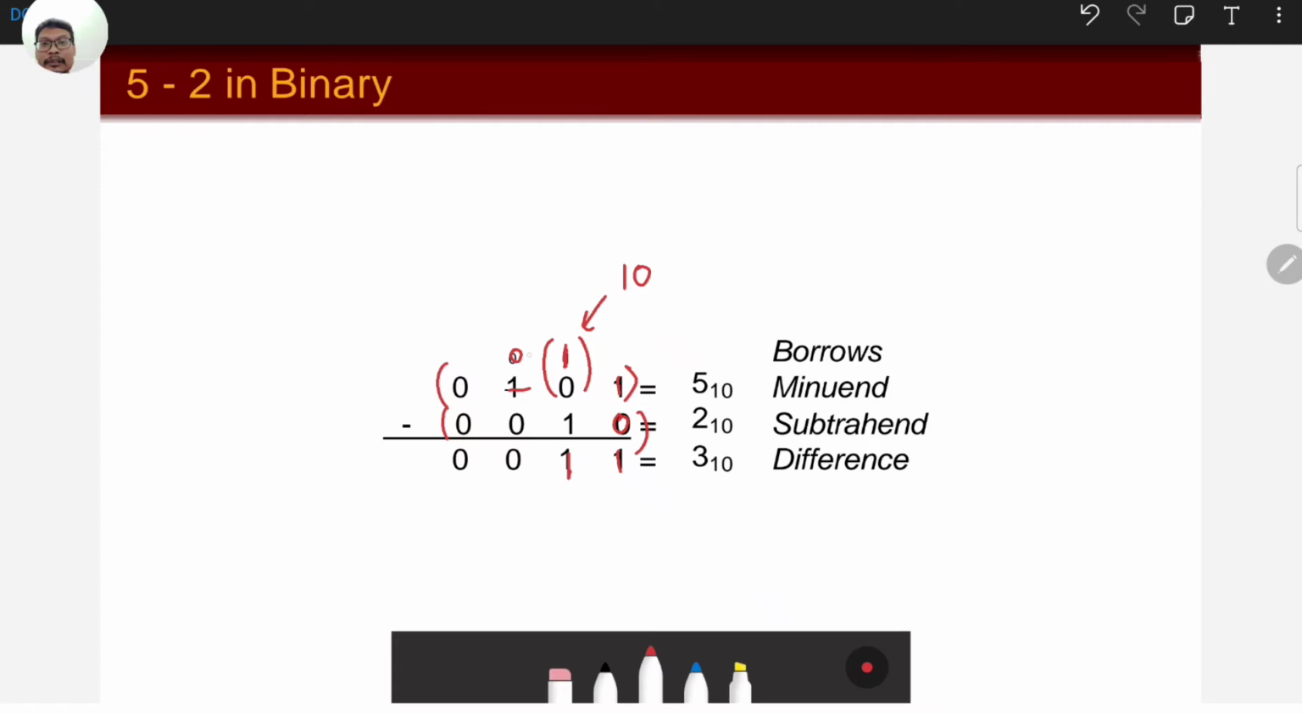And then we go to the next one. Since we have borrowed this one here, now this becomes 0. So 0 minus 0 is 0. 0 minus 0 is 0. And your answer is 0011, which is equivalent to 3 in decimal.